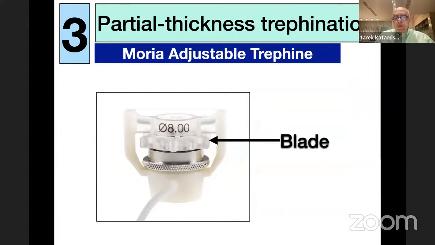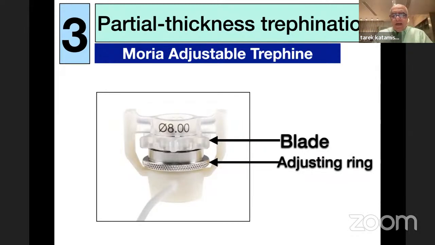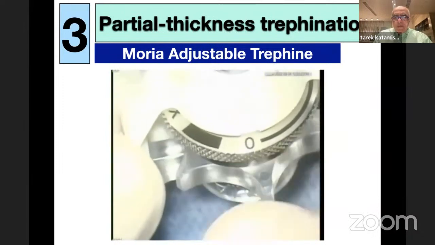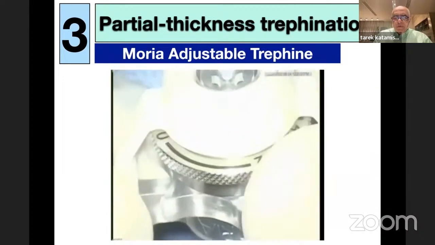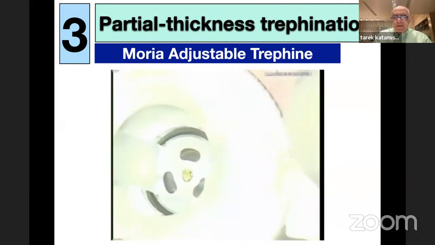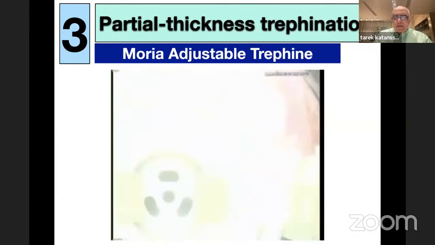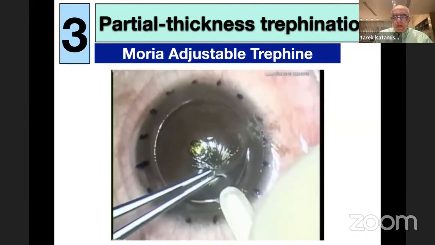There is another way of doing partial thickness trephination. If you are fortunate and have the Moria adjustable trephine, with the blade and adjustable ring, you can make a preset adjustment of the blade. As you see now, there is a ring, and you adjust your trephine, for example in this case, at 400 micron depth. And you go, you cut, you don't count how many turns. It is a preset calculation.